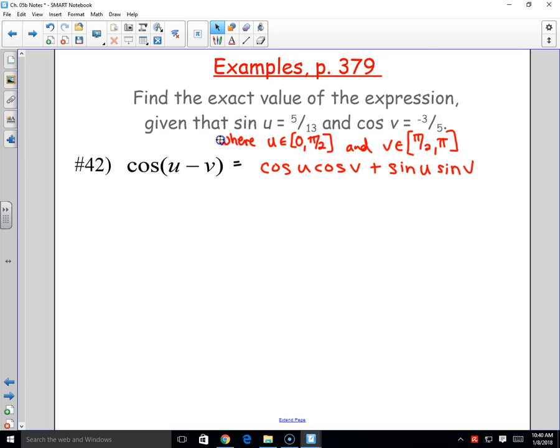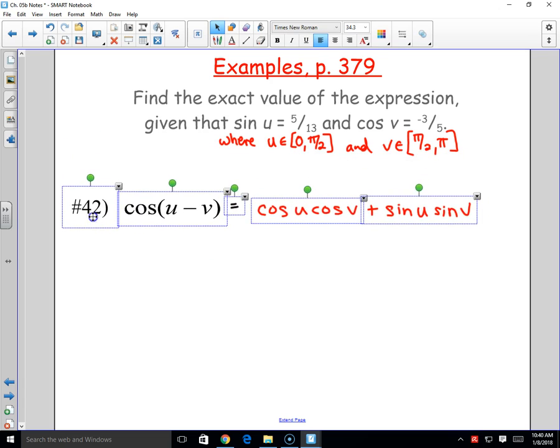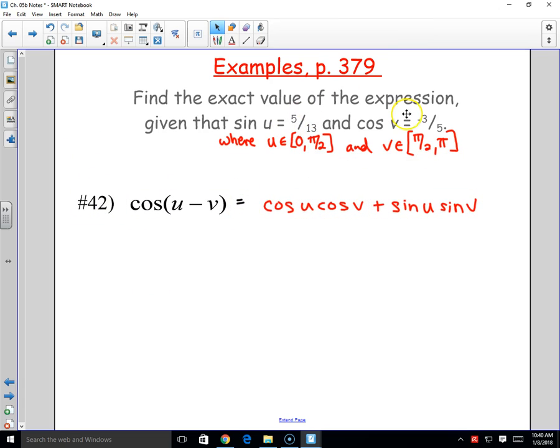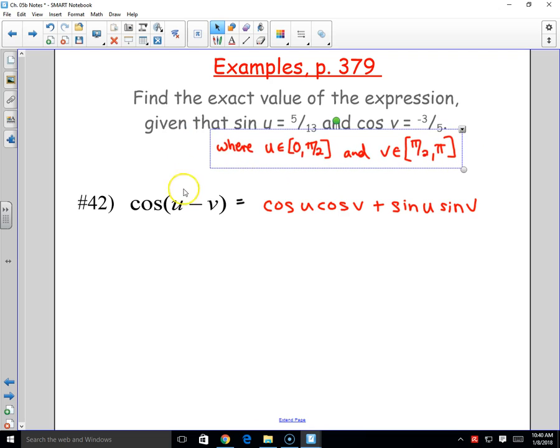Just to make sure our signs are right, let me go ahead and restrict our quadrants. Because there are technically two quadrants where this could be true, and two quadrants where that could be true. So we'll go ahead and restrict it that way, so we all have the same answer.